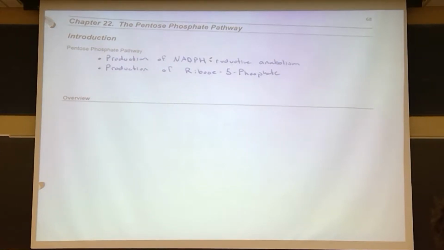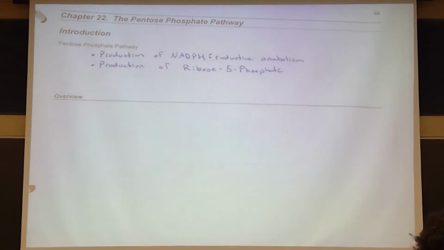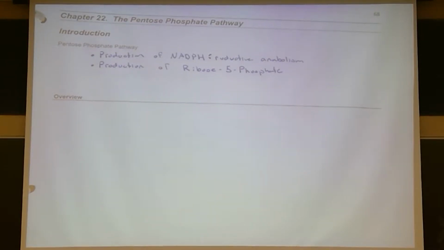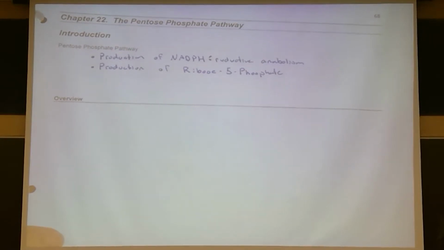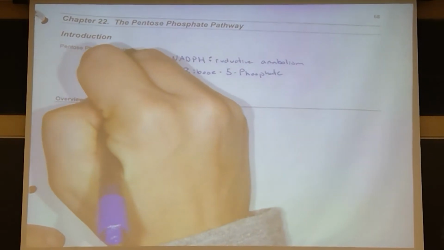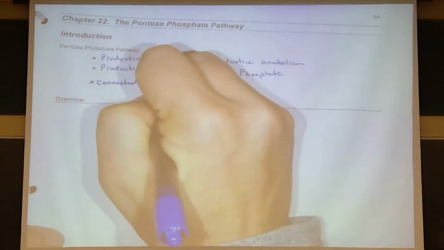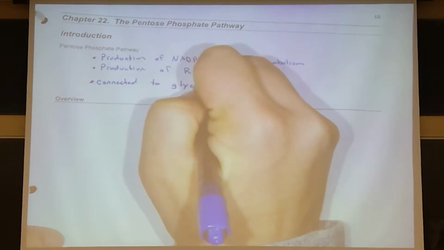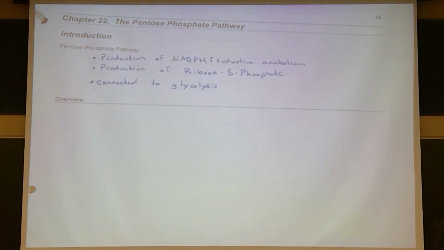NADPH obviously is used in biosynthetic pathways. Ribose is used in the production of DNA, RNA, nucleotides, cofactors. I said before, this pathway is connected to glycolysis. It's connected to glycolysis at multiple points. We'll focus a lot on step 2 because that's where it kind of branches off from. But it's not the only place it can branch off from. It's not the only place it's connected.